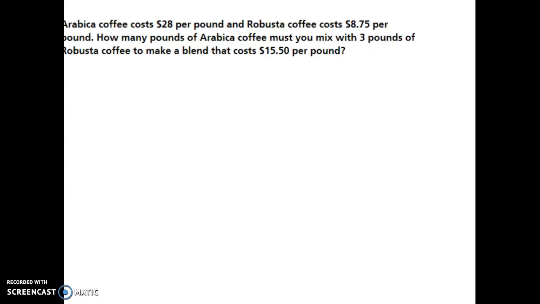Arabica coffee costs $28 per pound, and Robusta coffee costs $8.75 per pound. How many pounds of Arabica coffee must you mix with 3 pounds of Robusta coffee to make a blend that costs $15.50 per pound? These, you may recall, are unit rates, dollars per pound. So when you have $28, that is for 1 pound. That is for the Arabic coffee.